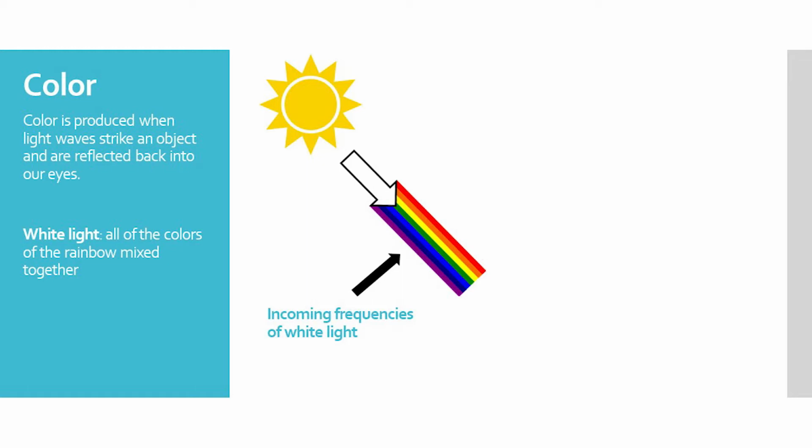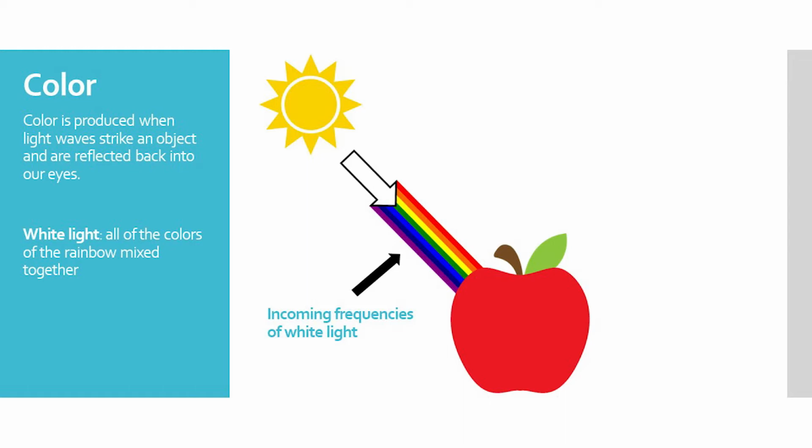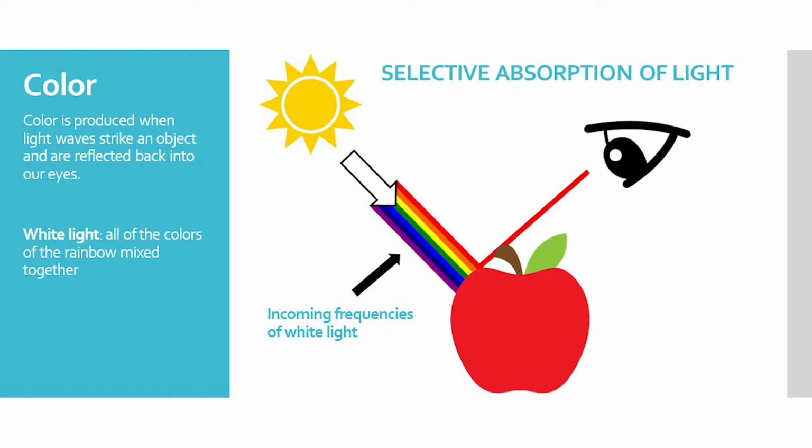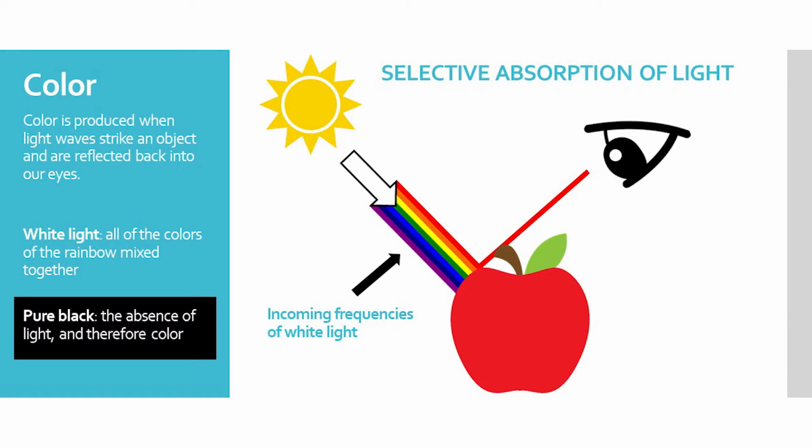So let's say we have an apple and the sun is shining white light on that apple. The apple absorbs all the colors except the red light, and that is what gets reflected back into the viewer's eye. And that is the selective absorption of light. The absence of light is pure black. So when we're looking at something black, all of the colors of the rainbow are being absorbed by the object. And that's all for now on the science of color. It's not something that you're going to be quizzed on specifically, but I just wanted you to understand the general theory of it.